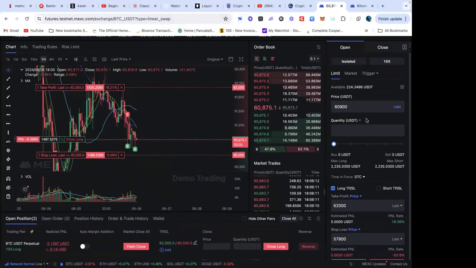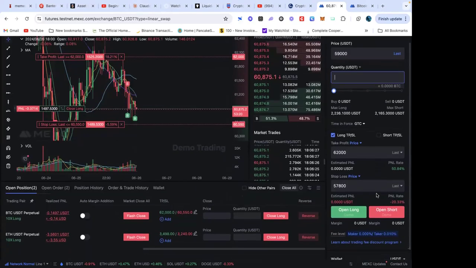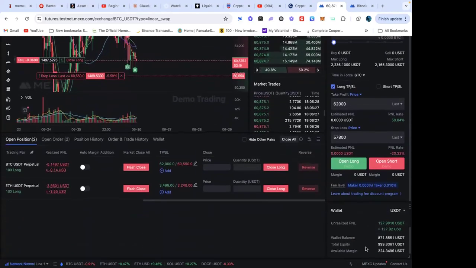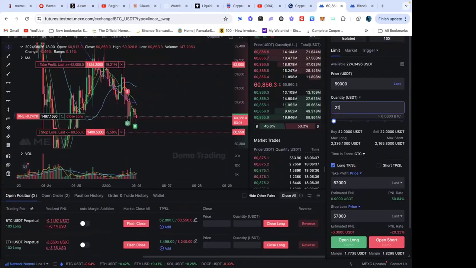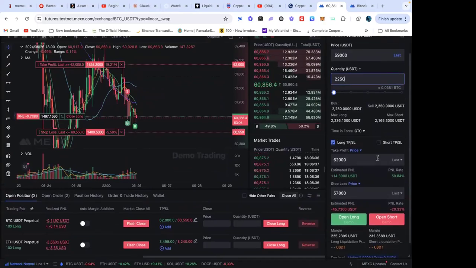I mean, yeah, you could. You're going to set a second order to catch that one on the bottom. What were we trying to catch? 58.9 or 59? 59, right? 59,000 with the rest of our capital. So what do I have left here? Available margin is 224. So 224 on a 10x is a 2250 position on 10x.